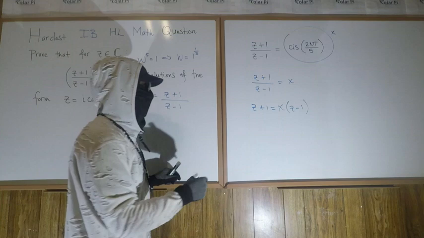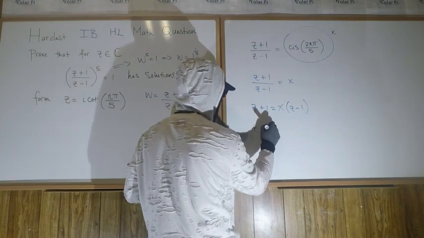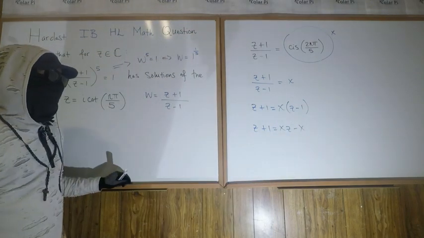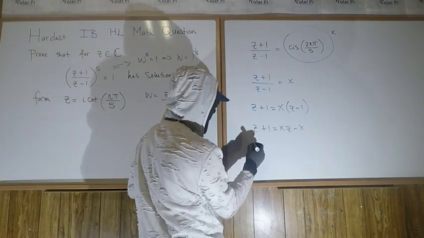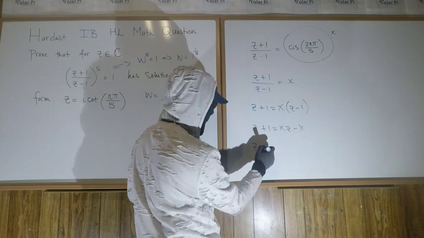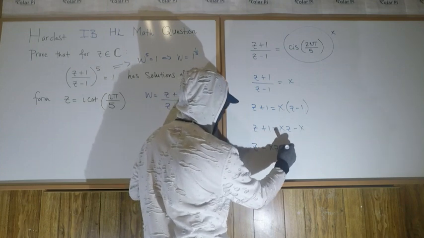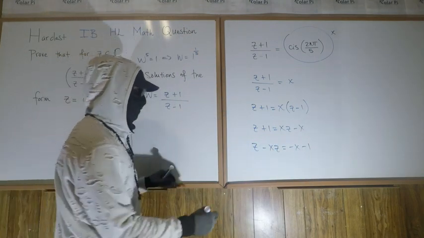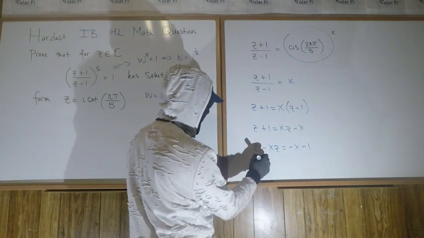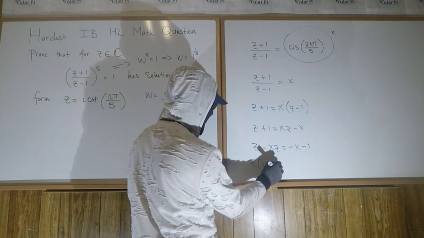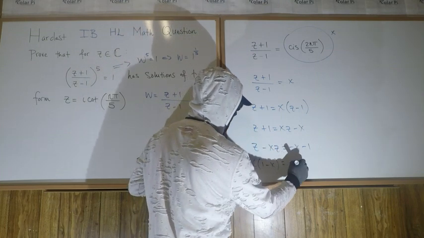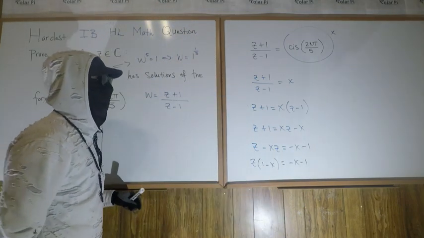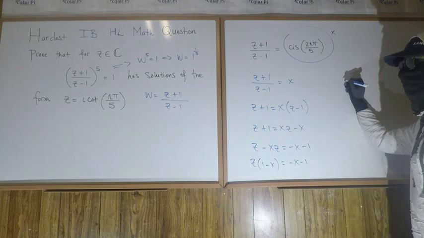The next step in the algebra is to write z plus 1 is equal to xz minus x. Cool. Then we want to put the z's together since we're trying to solve for z. So that's going to say z minus xz is equal to minus x and then minus 1, right? Cool. And then we're going to factor a z and say z times 1 minus x is equal to minus x minus 1, right? Cool.